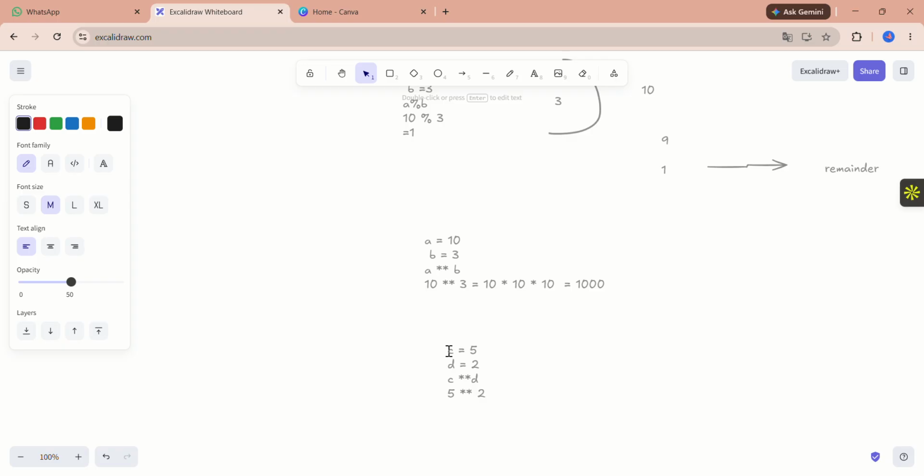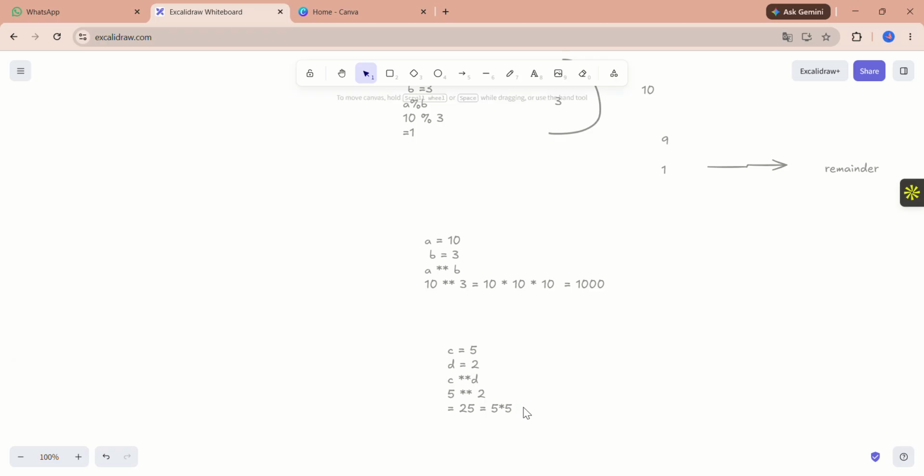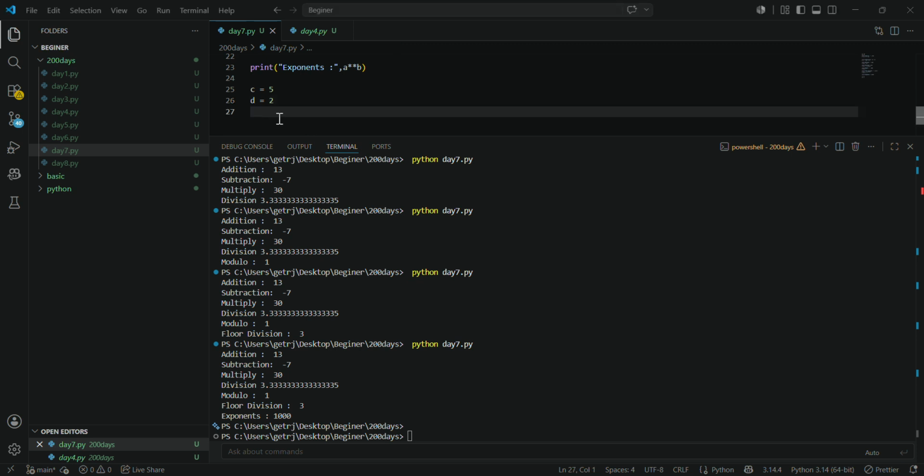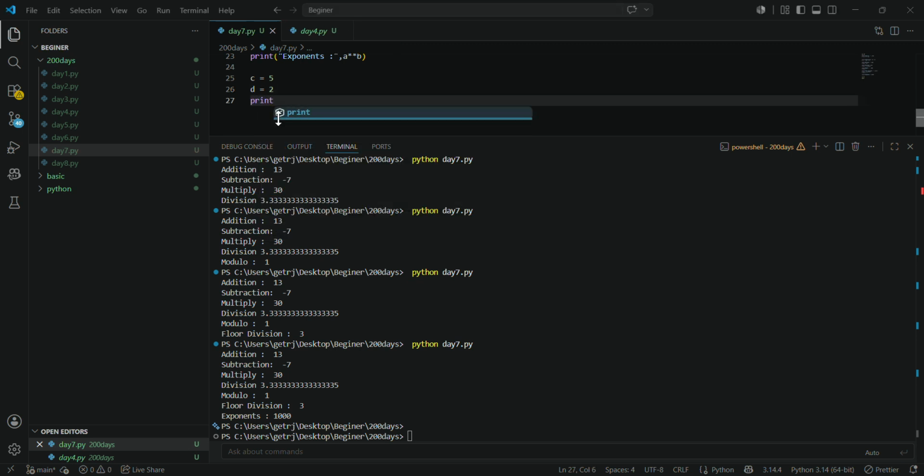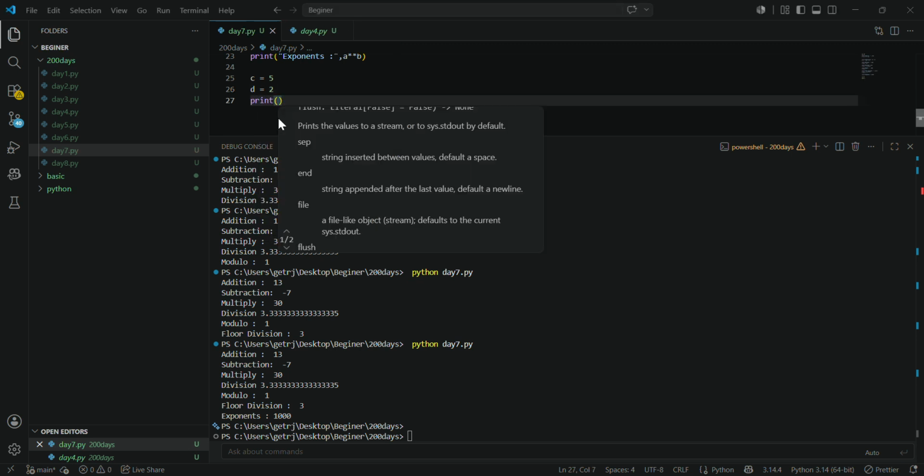So the answer is 25. Why is it 25? Because we are using 5 into 5, since d is the power. This d denotes the power, so we are using 5 into 5, and 5 5 is 25. This is the answer. Now we will check the dry run result, whether it is true or not.